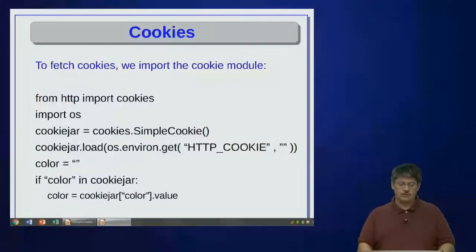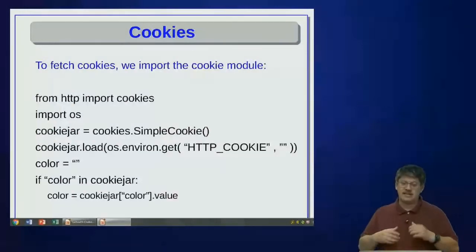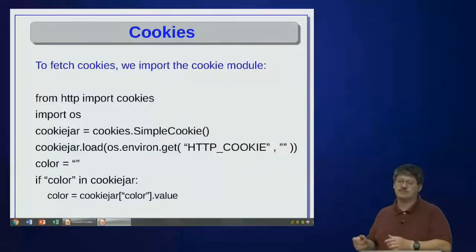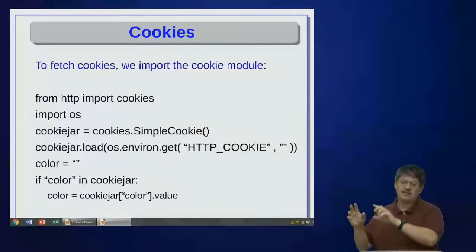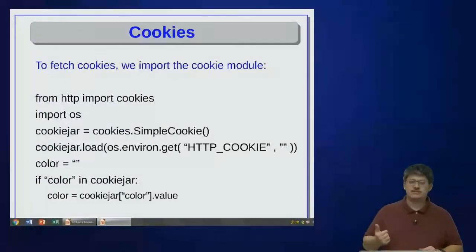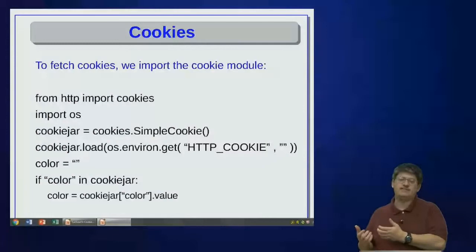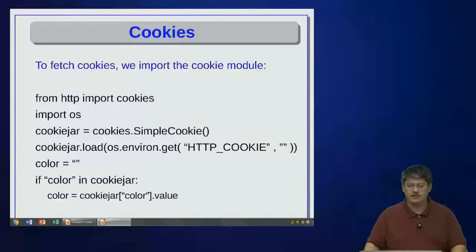So the first thing we do is we create what's called a cookie jar. We do that by saying cookies.SimpleCookie. That will create a basic cookie jar that can hold lots of cookies. And then we load all of the cookies from the web server into our script by saying cookiejar.load. And in parentheses, we have to tell it where to get the cookies from. And we can do that with os.environ.get. And then in double quotes, we say HTTP_COOKIE. Notice that I have a comma there and then the empty string. The reason for that is that if it can't find the cookie, maybe there aren't any cookies, it needs to know what default value to use. So it'll say, OK, if there is no cookie, we're going to use the empty string for our default value.